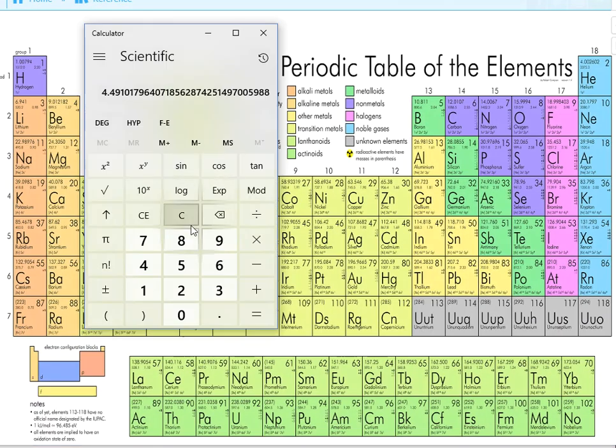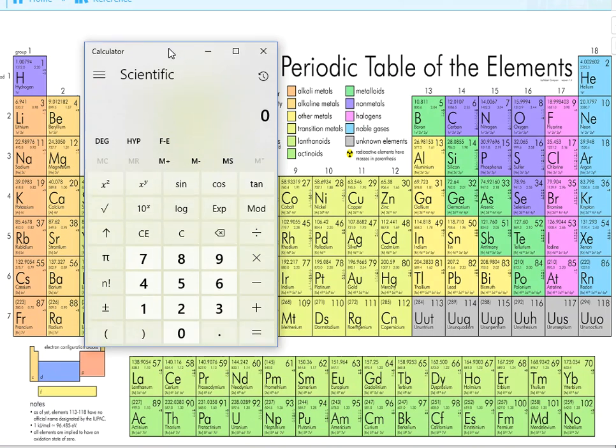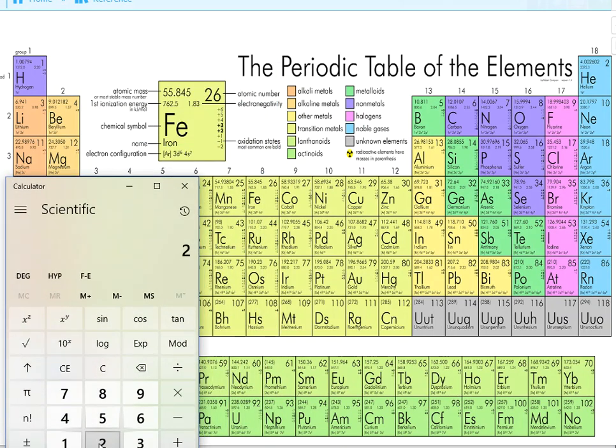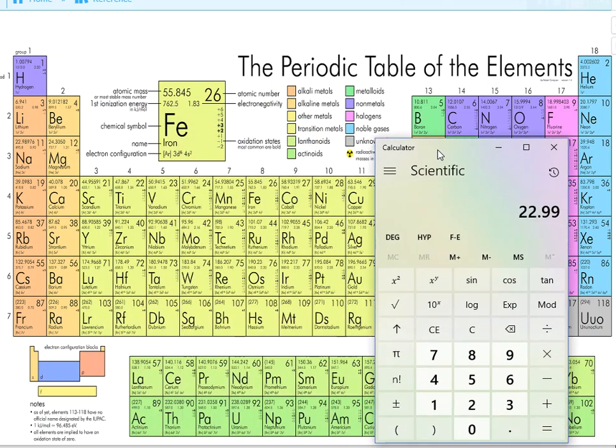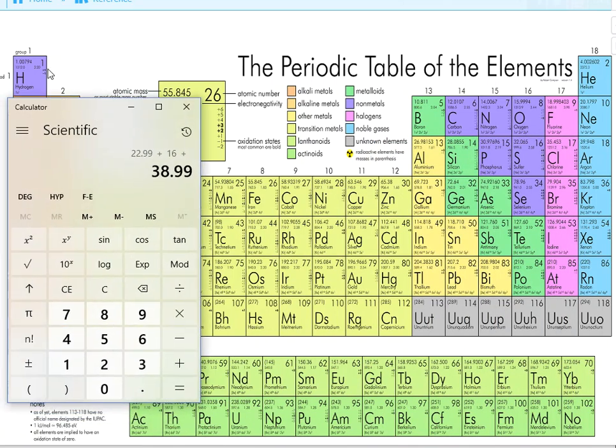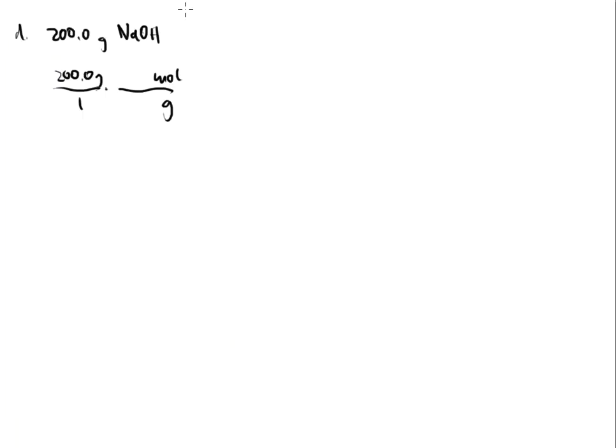So I'll go to my table. I calculate the formula weight of NaOH. So that's 22.99 for sodium. I've got 1 oxygen, so that's going to be rounded to 16. And then I have 1 hydrogen, and that's going to be rounded to 1.01. Add them all up, I get 40 as an answer. So my formula weight here is 40 grams per mole.